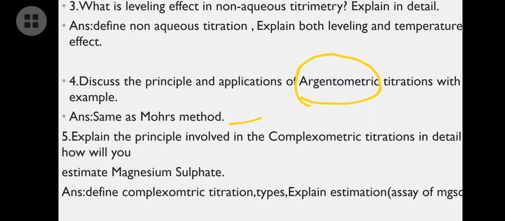Fifth question: explain the principle involved in complexometric titration in detail. Then you have to estimate MgSO4, magnesium sulfate. Simple, first you define what is complexometric titration, you write the types of complexometric titration. Then you explain the estimation, means assay of magnesium sulfate. Types means direct titration, back titration, and so on, all 4 types are there, you have to write those types.